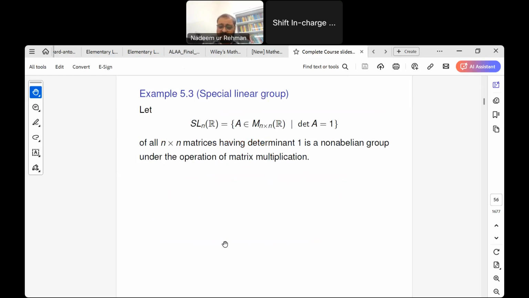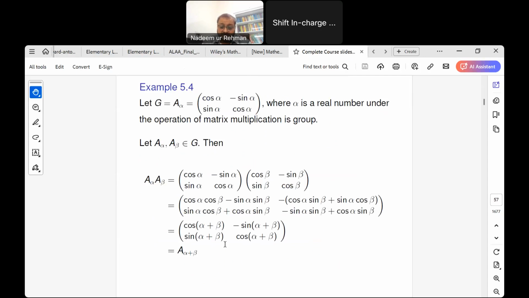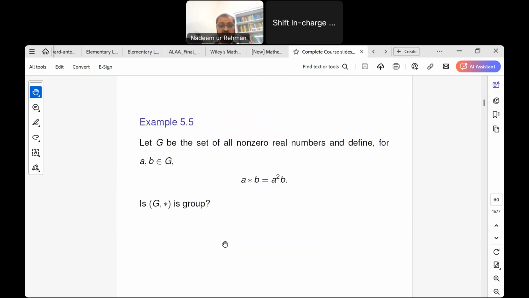And this is a special case: if we take the determinant equal to 1 in place of 0, we have the collection of all matrices where the determinant is equal to 1. These are examples we have to discuss in the class also. So I just recall this.